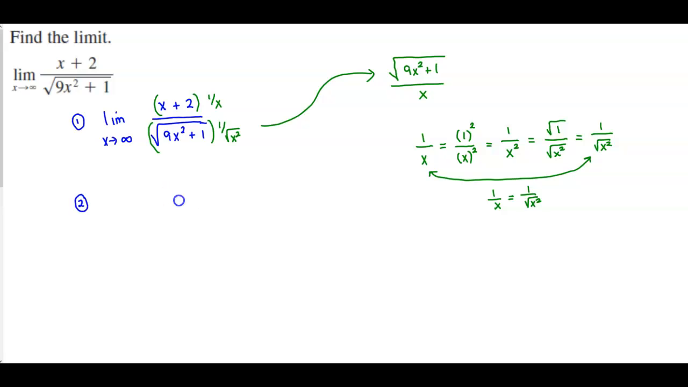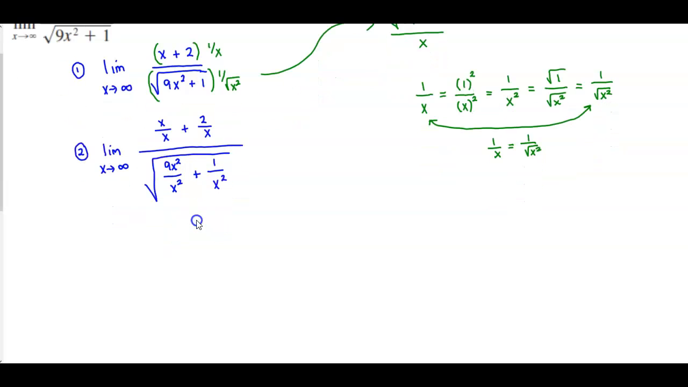So we have the limit as x is approaching infinity. In the numerator, we have x divided by x plus 2 divided by x. And then in the denominator, we have the square root of 9x squared divided by x squared plus 1 over x squared. Okay, so now let's go ahead and simplify.